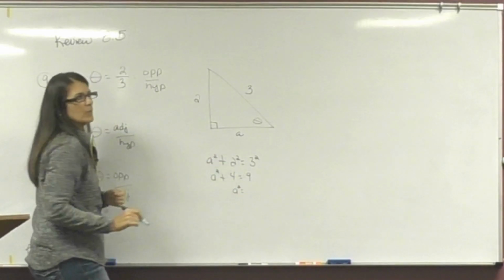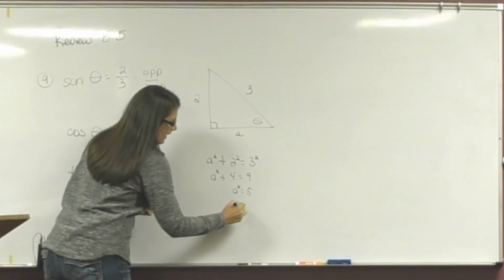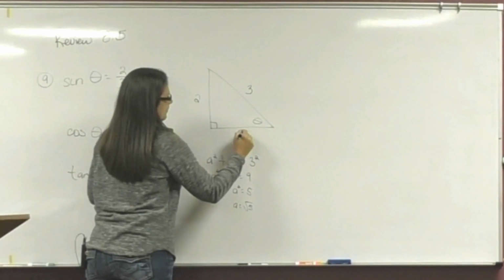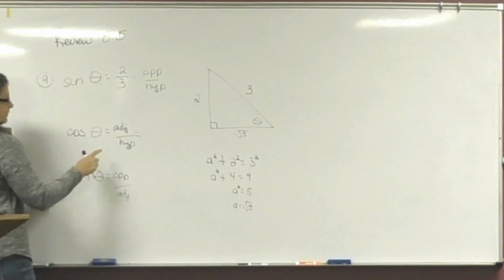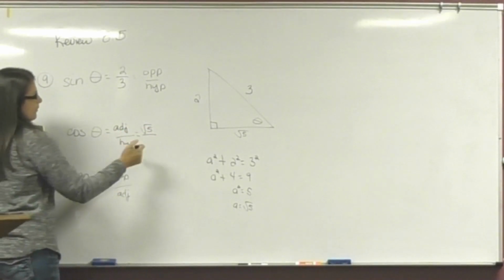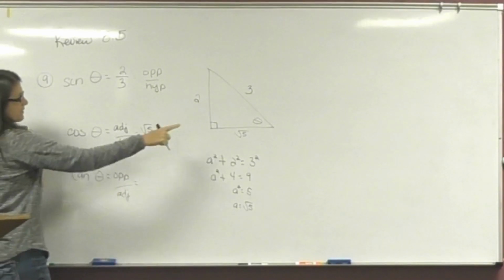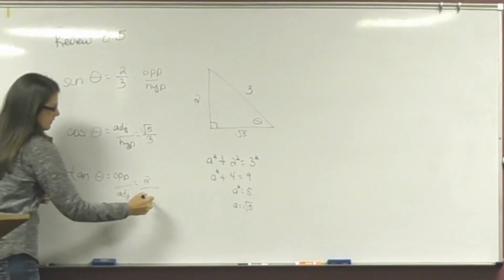So I take that 4, he becomes negative. That's 5. So A equals the square root of 5. So now I know adjacent. So now it's just a matter of plugging in the values, okay? So adjacent is square root of 5 over hypotenuse, which is 3. Tangent, opposite, is 2 over adjacent.